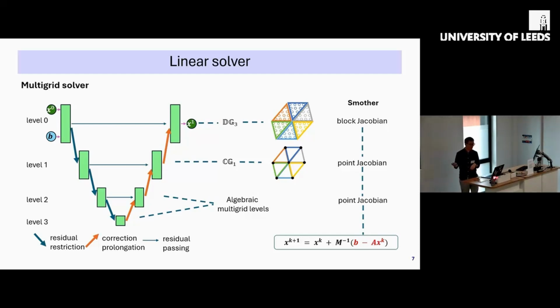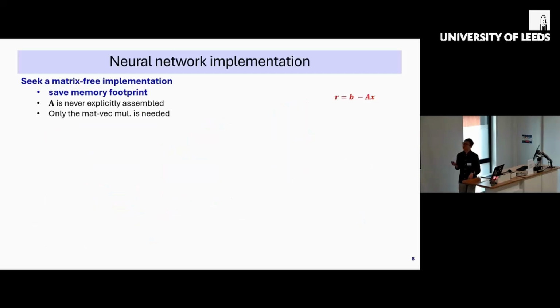It's like an iterative solver. And the most important thing we need to use this smoothing is to get the residual on each level. That is b minus A times x. And how we do that is via the neural network.